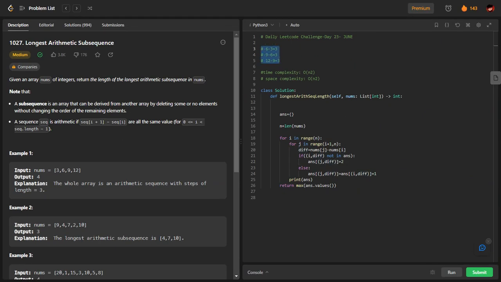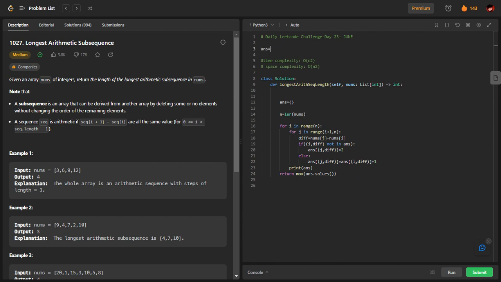Initially, this is my answer. And what will happen is, first 6 minus 3 will be done. What is 6 minus 3? Answer is 3. What will happen here? The index is 1, and the difference is 3.